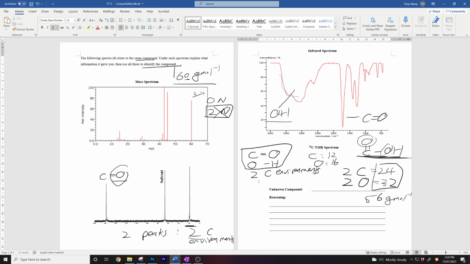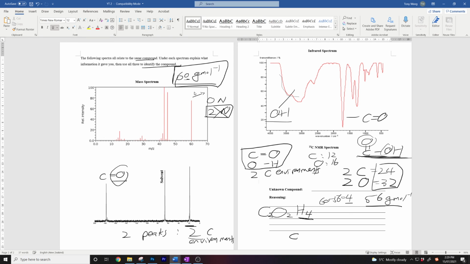How many, what is it out of? My total mass is 60 grams per mole. So that means it's about right. I can't have any more else. So it should be 2 C's, 2 O's, 4 H's, because 60 minus 56 is 4 grams per mole, and that will be 4 H's.